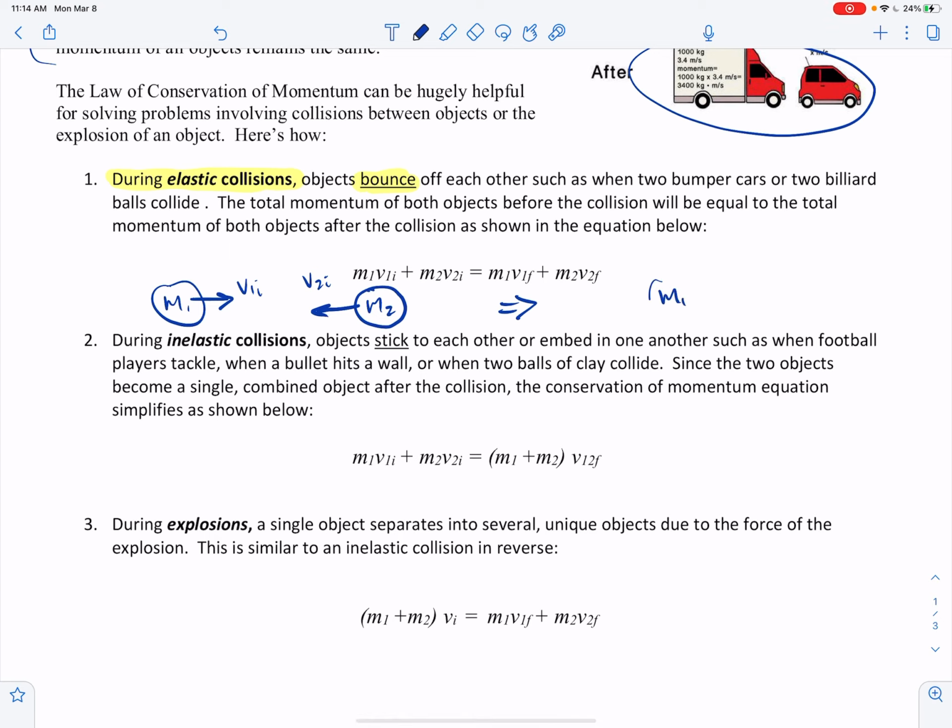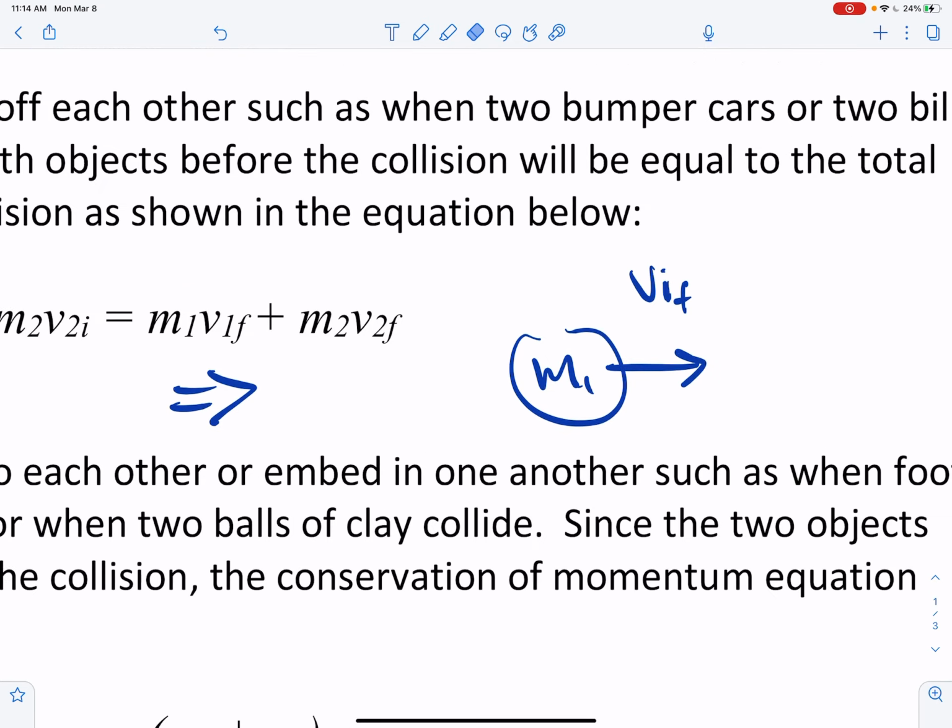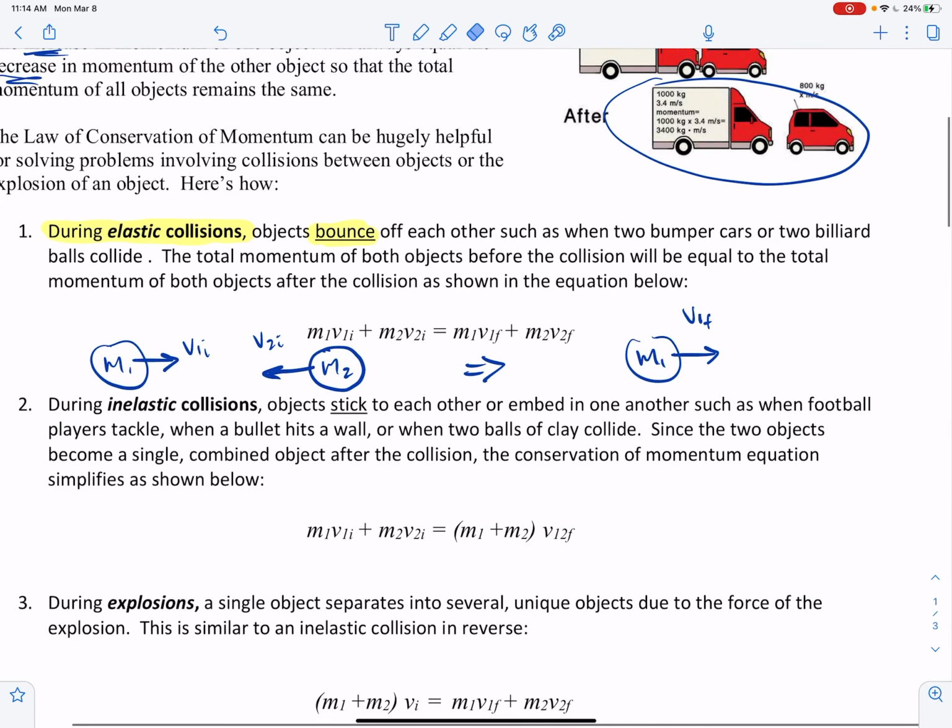So here's M1, and maybe it's going to continue moving to the right now with V1 final, its final velocity, and then the second object, which I'll call M2, is now going to move with V2 final, its final velocity. So that's for an elastic collision when objects are bouncing off of each other. There are 2 individual objects before the collision, and there are 2 individual objects after the collision.